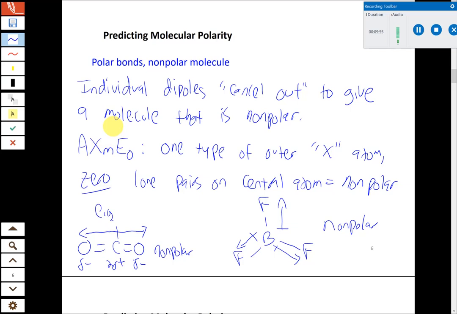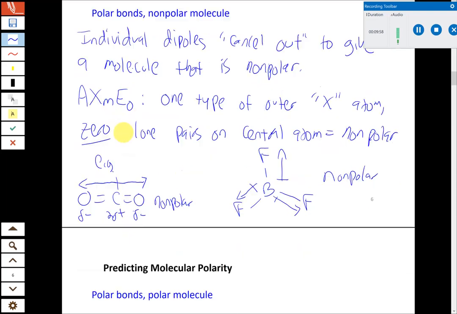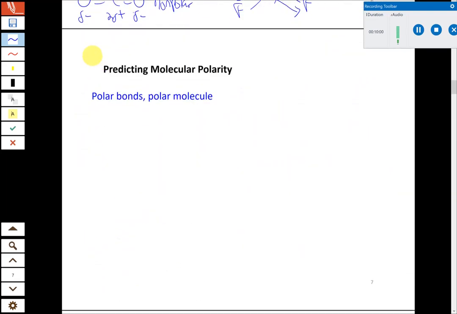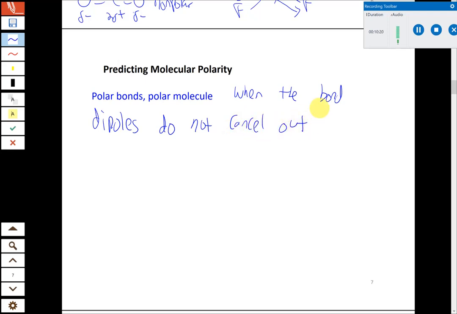All right, so that's going to be the situation for those ones where you have polar bonds, but the molecule itself is nonpolar. But of course, there's many examples where the molecule is polar overall while having polar bonds. And so this occurs when the bond dipoles do not cancel out. Again, not an exhaustive list of when this happens, but a common one would be AX2E1, one lone pair on the central atom.